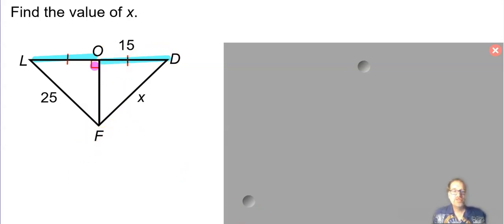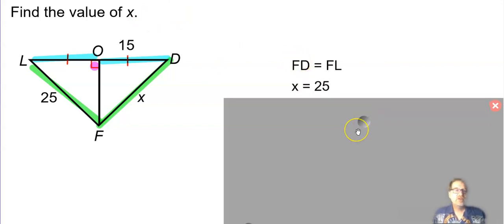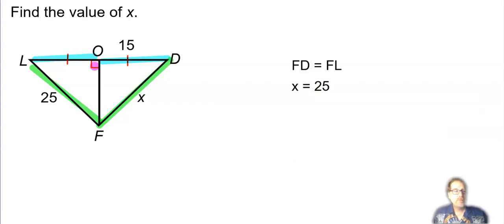When I have this, what I'm allowed to say is the sides of this triangle are congruent. LF and FD are congruent, or FD is congruent to FL. Either way, you can say it both ways. So they want us to find X. FD is X. FL is 25. Get X by itself, which it is. Voila, we're done.